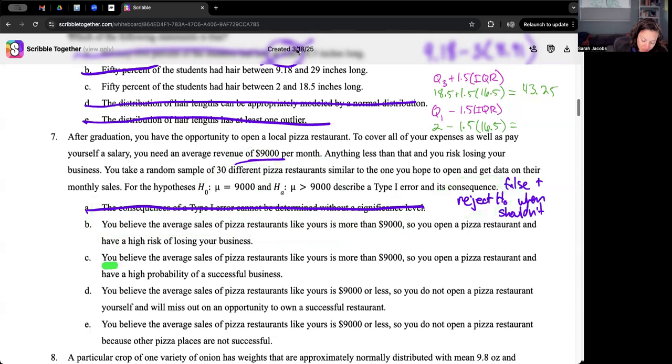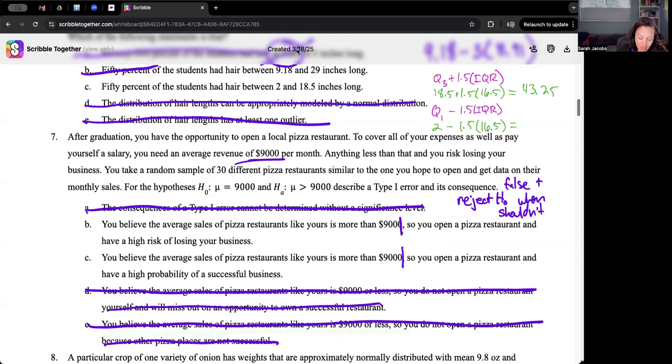So let's look at C. You believe the average sales of pizza restaurants like yours is more than $9,000. Okay, so again, we would reject the null there. Still in play. Just gonna make a note that we've gone to that bit. You believe the average sales of pizza restaurants like yours is $9,000 or less. That would not allow us to reject the null. So we can't make a type 1 error if we don't reject the null. So this one's out regardless of what the rest of it says. You believe the average sales of pizza restaurants like yours is $9,000 or less, gone for the same reason.